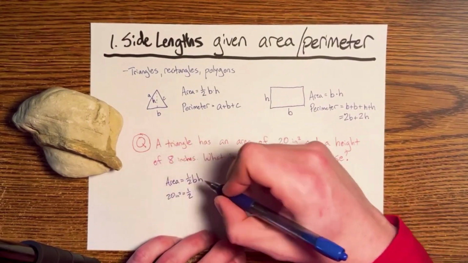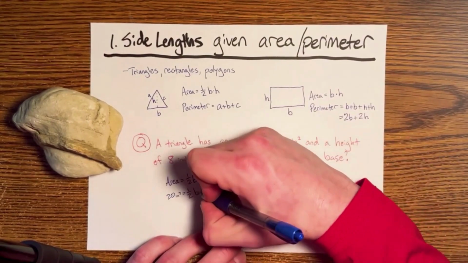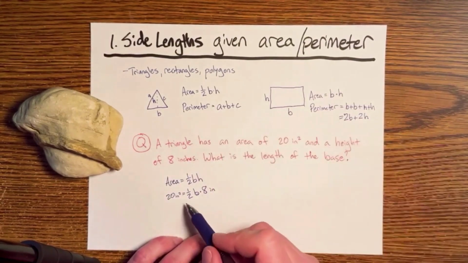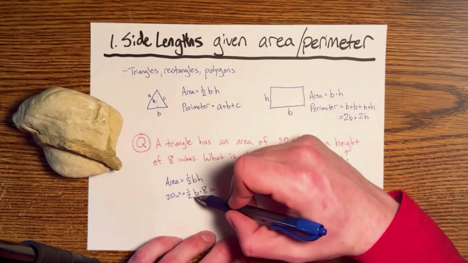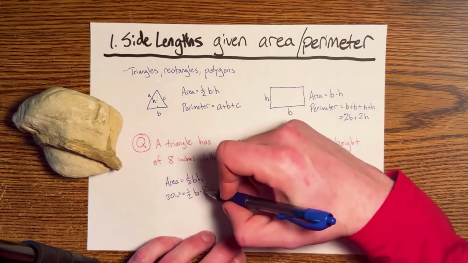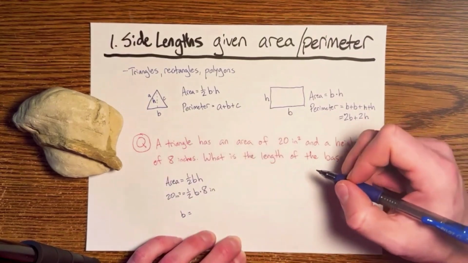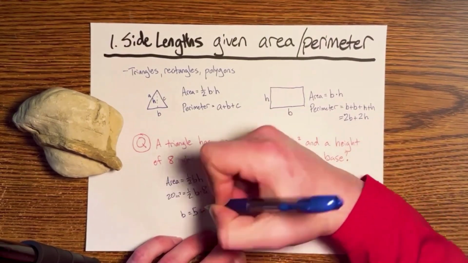Pull down that 1/2. The base is what we are looking for, and the height is 8 inches. So then we'll just follow through all of our regular math. We'll multiply each side by 2 to get rid of this, and then divide by 8 to get rid of that, and equal with a base of 5 inches.